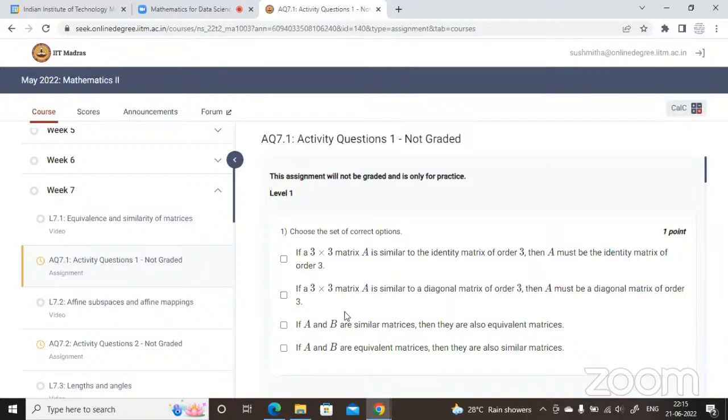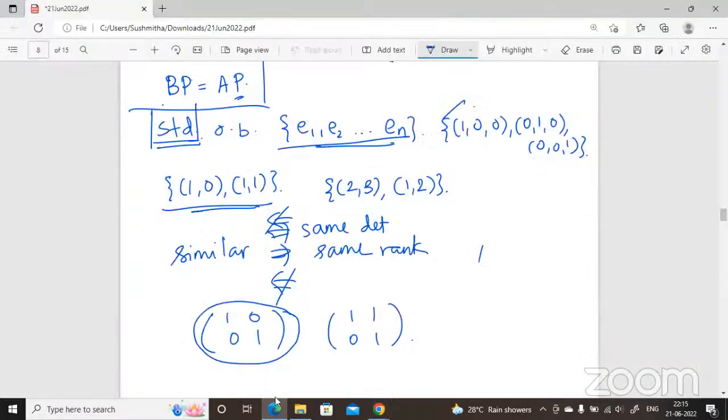The 3 by 3 matrix A is similar to the identity matrix of order 3. So what is given? I have a 3 by 3 matrix, and I have the identity matrix. If these two are similar, what does it mean? That is the definition.